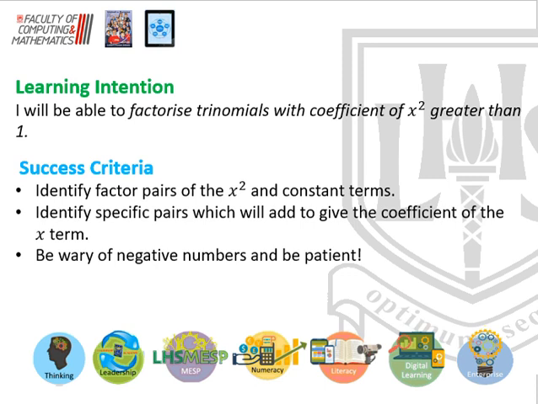So 3 things you have to do here. We identify the factor pairs of both the x squared term and the constant. The one at the start usually, and the one at the end usually. Use the table, okay, use the table, cross multiply, to find that specific pair which gives you the coefficient. Okay, and lastly, so important, be very wary of your negatives. Remember your rules and be patient.